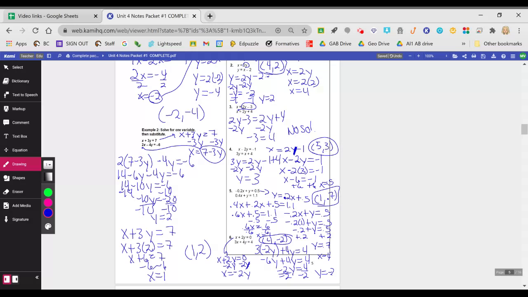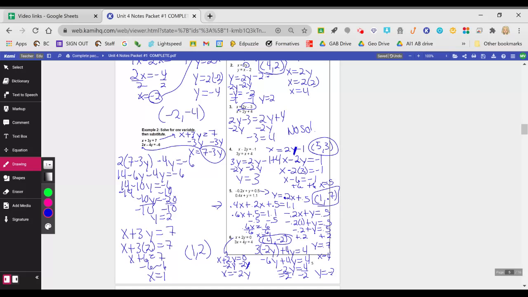Number 5, again, the first thing I do is I'm going to solve for y. So I added 0.2x to both sides. That gave me y equals 0.2x plus 0.5. I then substitute that for y into the second equation, which gives me this equation right here, 0.4x plus 0.2x plus 0.5 equals 1.1. Combine like terms gives me 0.6x plus 0.5 equals 1.1. Subtract 0.5 from both sides, divide by 0.6, x equals 1.